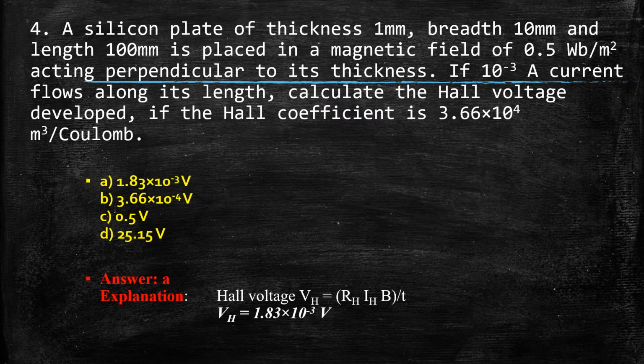The answer is A. The Hall voltage is given by VH is equal to RH IH B by T. Substituting the given data, we obtain the Hall voltage to be 1.83 millivolt.